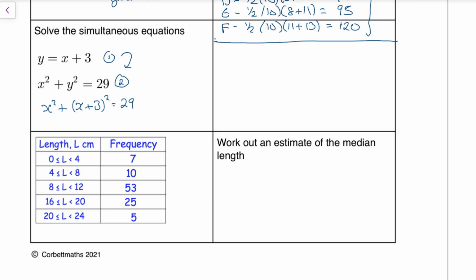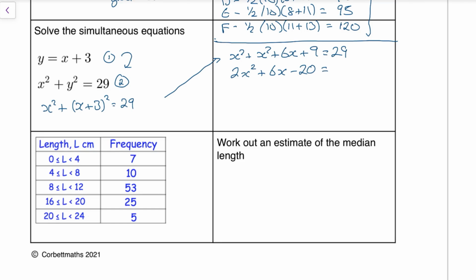And then I'm going to expand the quadratic up here, because I don't think this is going to take a lot of space. That's going to be x squared plus x squared plus 3 times x is 3x, doubled is 6x, plus 9 is equal to 29. And let's tidy this up. So that's going to be 2x squared plus 6x, 9 minus 29 is minus 20.